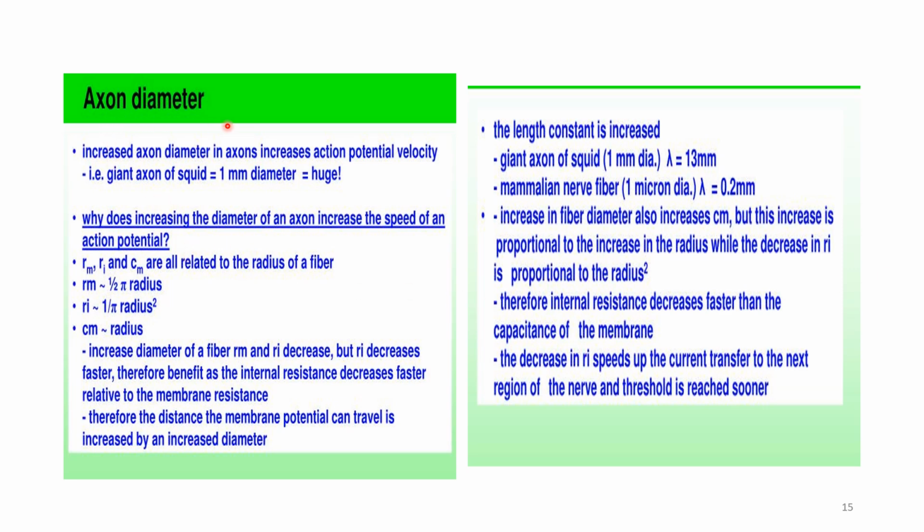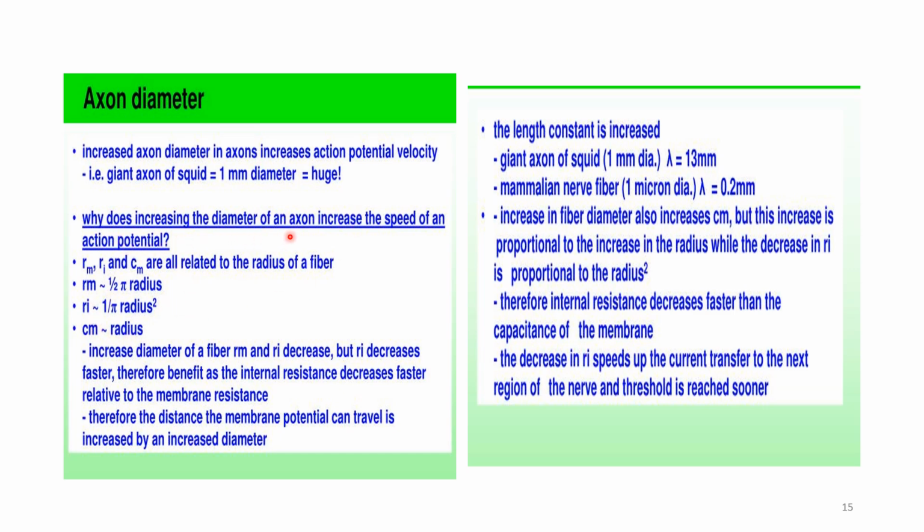Coming to the diameter of the axon. Increase in the axon diameter increases the velocity of the action potential. We have seen that the velocity is 1 mm in 1 mm diameter of the giant squid axon. It has a very huge velocity of conduction.